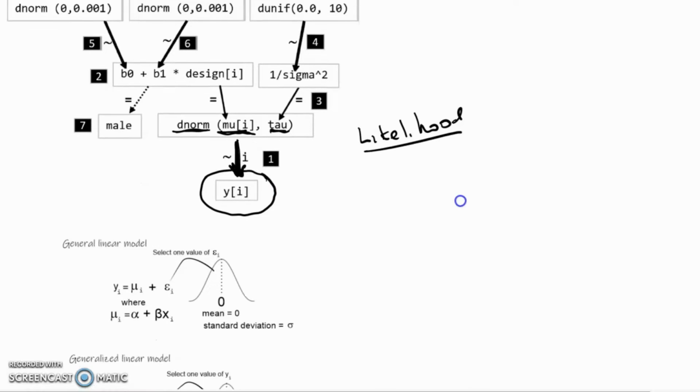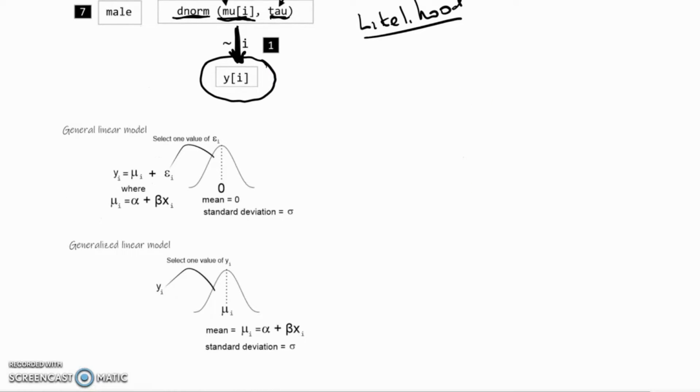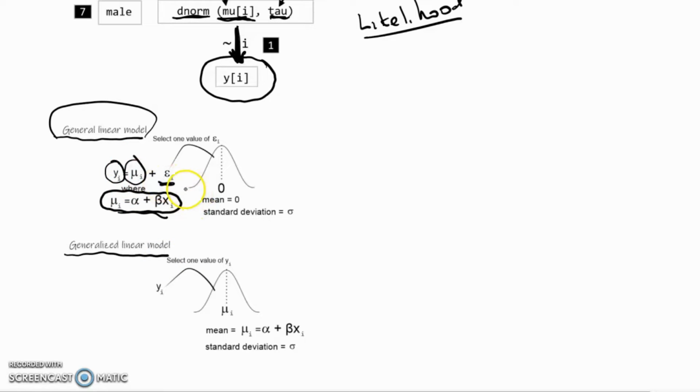Now, before going any deeper, I want to go over something we went over before, the distinction between the general linear model and the generalized linear model. With the general linear model, we have this fixed component, mu I, that's determined like this. And then to get our observations, we start off with mu I and add some residual, where the residual comes from a normal distribution with mean 0 and standard deviation equal to sigma. And that's not what we're going to use.